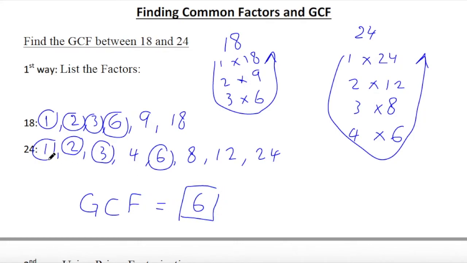Notice here that 1 is a factor for all numbers. So for example, if we have two prime numbers, you will find the greatest common factor for them is 1. If there are no common factors between two numbers, the GCF for these numbers will be 1.